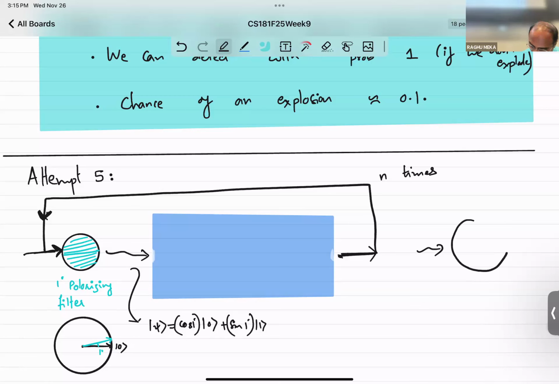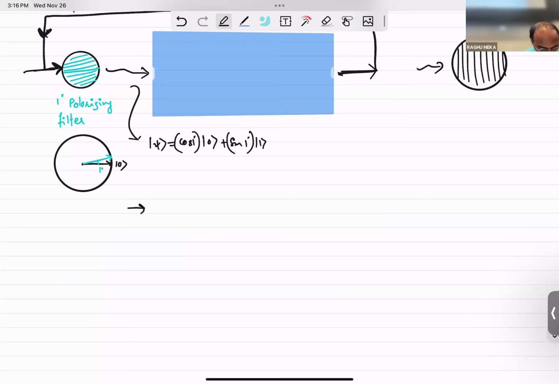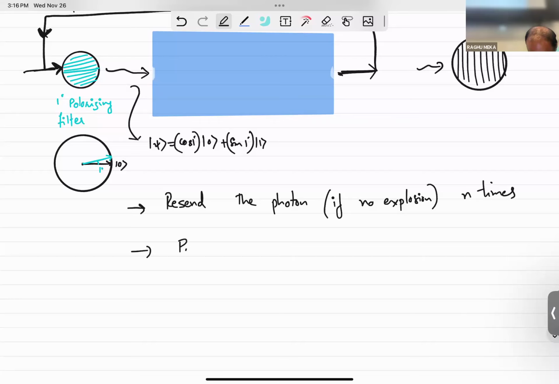What is that something else? I'm actually going to put a vertical polarizer at the very end. Okay, so the algorithm is: recycle or resend the photon if no explosion, obviously, n times. And after that, put a vertical polarizing filter. All right, that's the experiment. And the setup is there. The cleverness is kind of done.